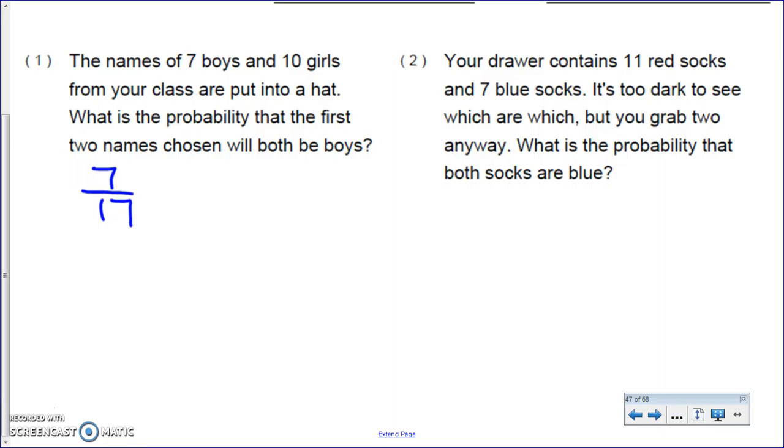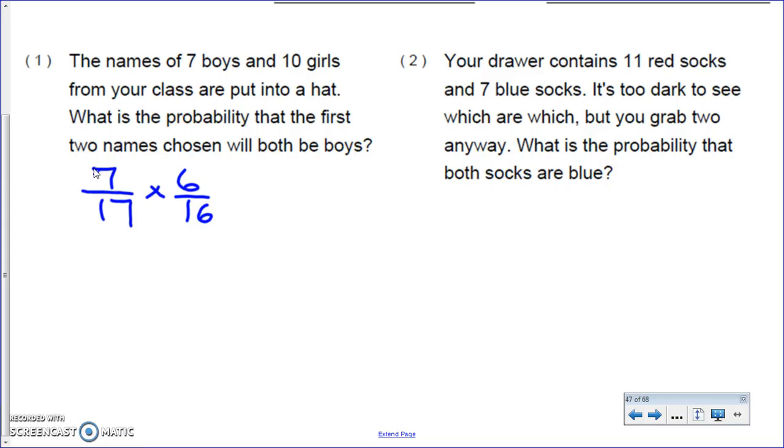Next, we're going to multiply it by the next event probability. So now we only have 6 boys' names left, and there are only 16 names left in the hat. The second event is a dependent event because it depends on what was chosen on the first one. If a boy is chosen for the first one, there aren't as many boys' names, and there aren't as many names in the hat anymore.